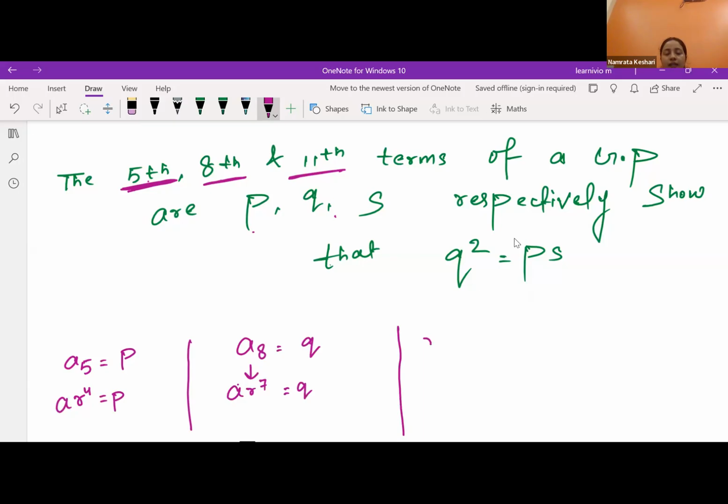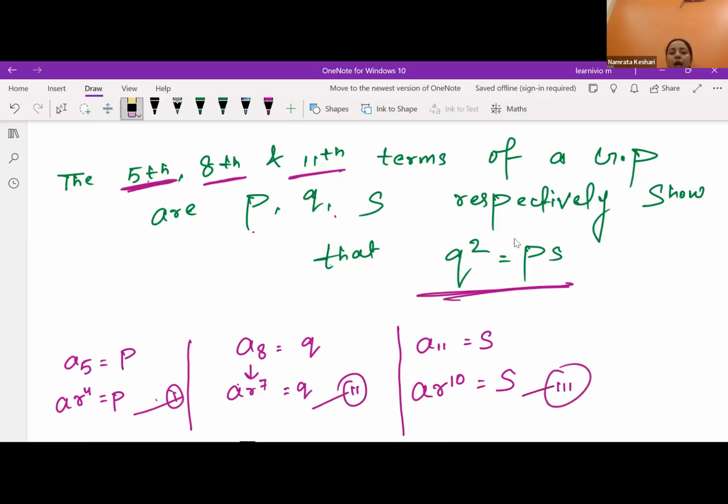Yes, ma'am. And the 11th term can be written as, okay, that is S. So A R to the power n minus 1, A R to the power 11 minus 1, that is 10. That is S. Now we are having three equations, you can say. And something we have to prove. So we don't know how to do the proof. So we will take the left hand side, put the value, take the right hand side, put the value, and check by simplification that the left hand side's answer and the right hand side's answer are coming the same or not.